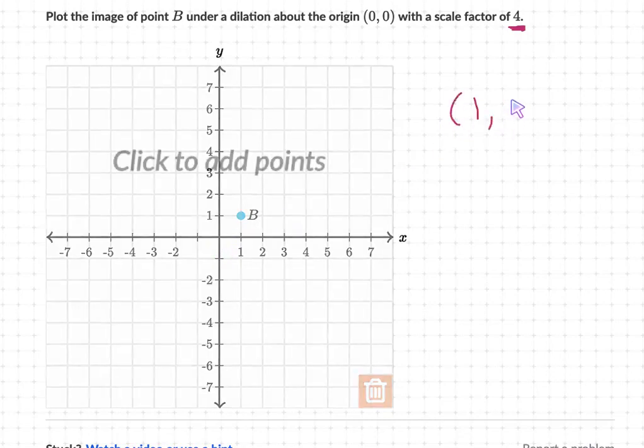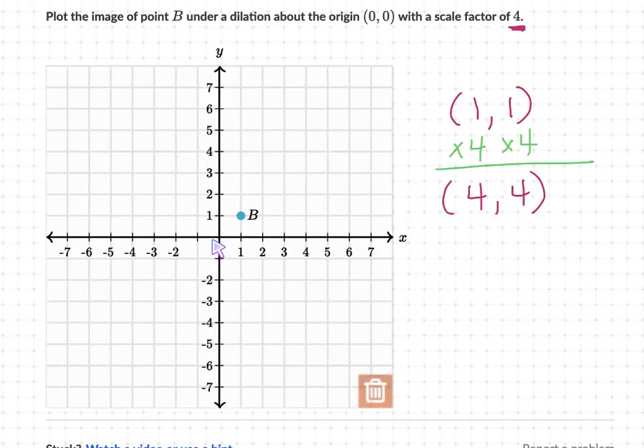Our point is 1, 1. So like I said before, we're going to multiply. It's a scale factor of 4, so we're going to multiply both of those by 4. So you're going to end up with 4, 4. And it is going to be supposedly 4 times the distance away from the origin. So if we plot 4, 4 now, it'll end up right there. It should be 4 times the distance away from it. So again, we just took that ordered pair, this is 1 and 1, and we multiplied it by 4 for both of them.